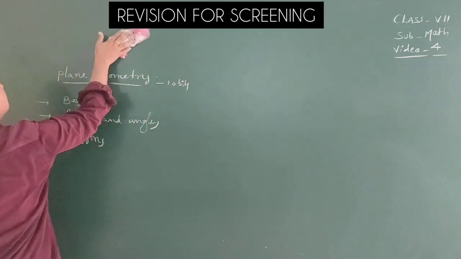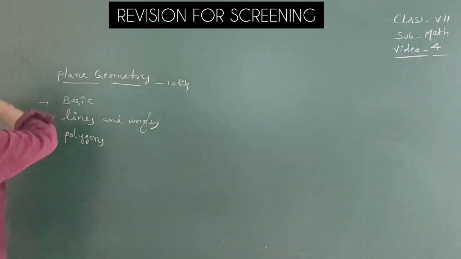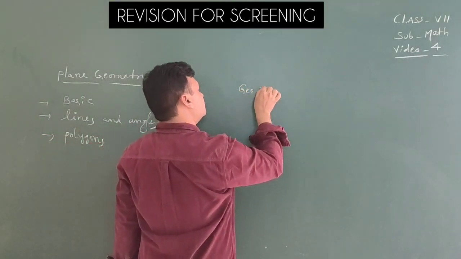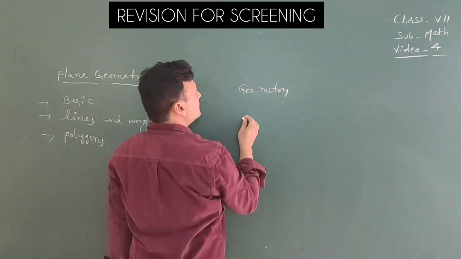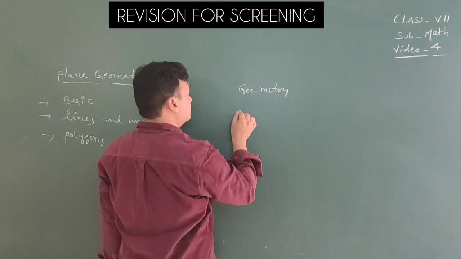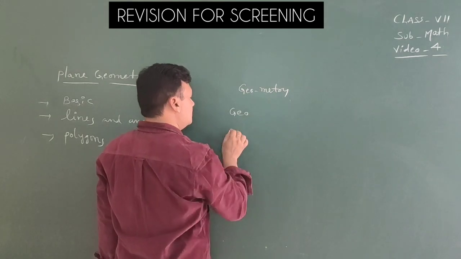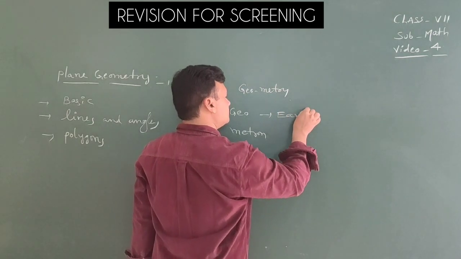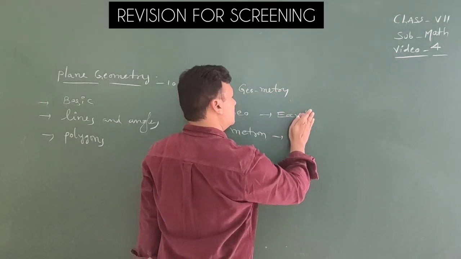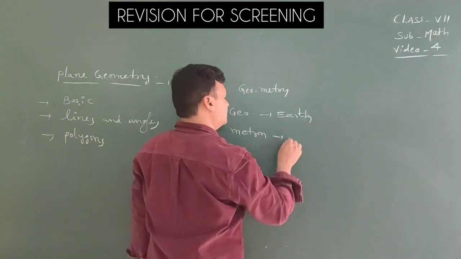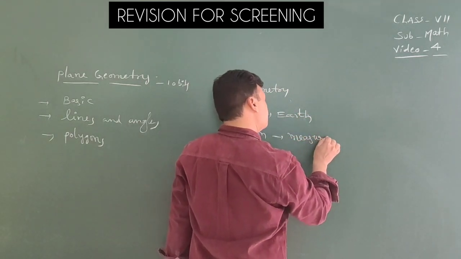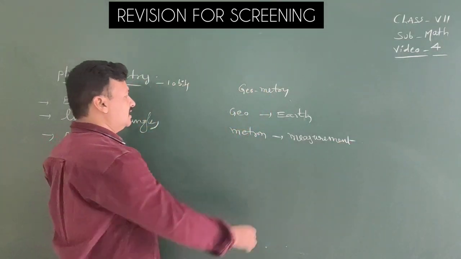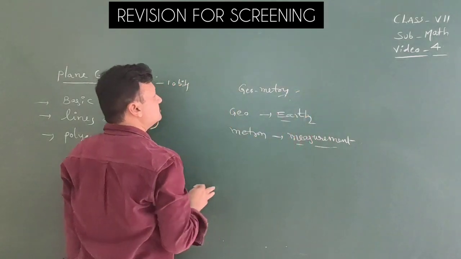Now, in plane geometry, first of all, geometry is taken from two Greek words, geo and metron. Geo means earth, metron means measurement. Earth measurement is nothing but geometry.